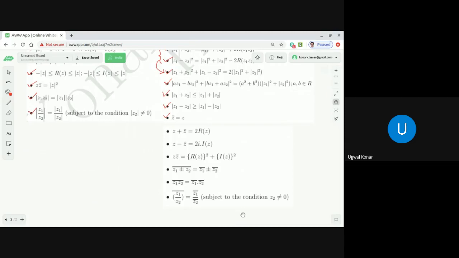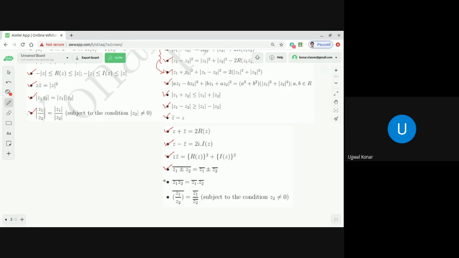It will come now. So z plus z bar is equal to 2 real part of z. That is quite obvious because the imaginary part got cancelled. And z minus z bar is equal to 2i into the imaginary part of z because the real part gets cancelled. The z into z bar, the multiplication of a complex number with its conjugate, is nothing but the real part square plus imaginary part square. The conjugate of z1 plus z2 is nothing but z1 bar plus z2 bar, and the same thing holds for the minus, that is the conjugate of z1 minus z2 is equal to z1 bar minus z2 bar.